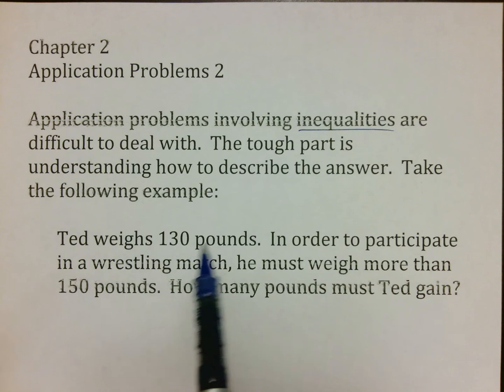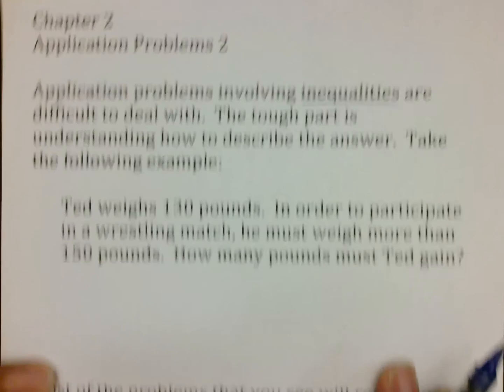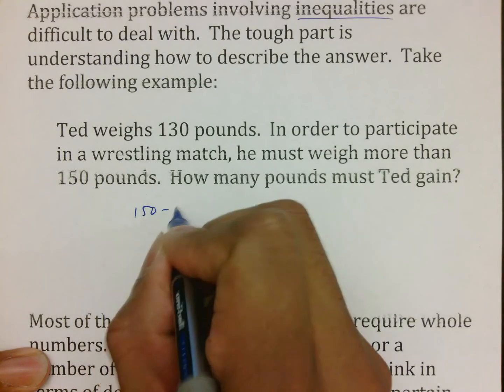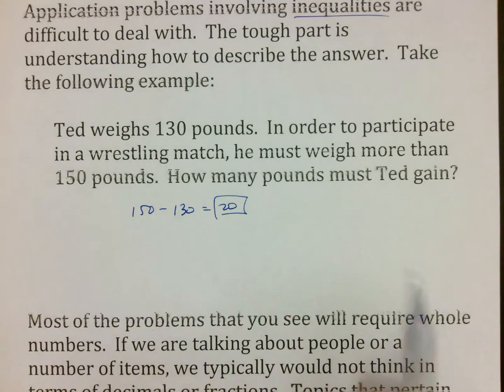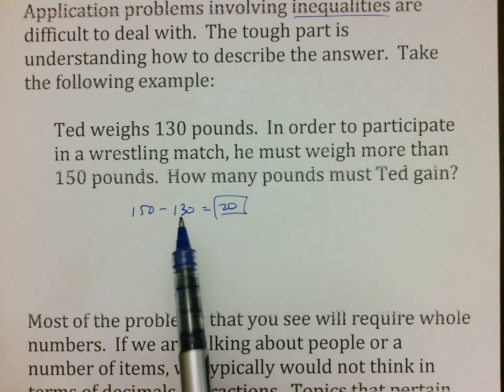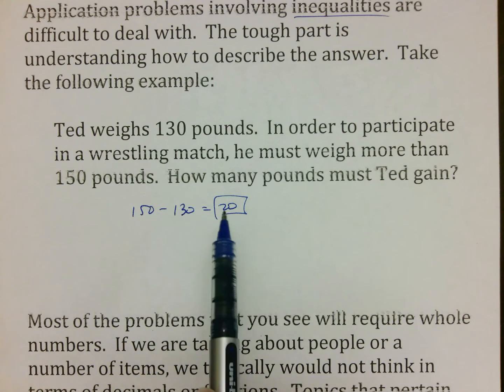Ted weighs 130 pounds. In order to participate in a wrestling match, he must weigh more than 150 pounds. How many pounds must Ted gain? Similar to what we did earlier this week, we're going to take 150 minus 130 to get 20 as the critical value. The critical value is the number where everything starts or everything revolves around. But it doesn't mean that 20 is always included.